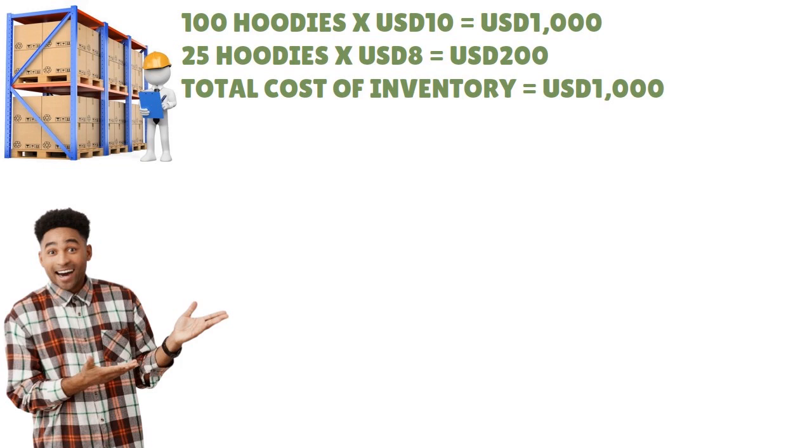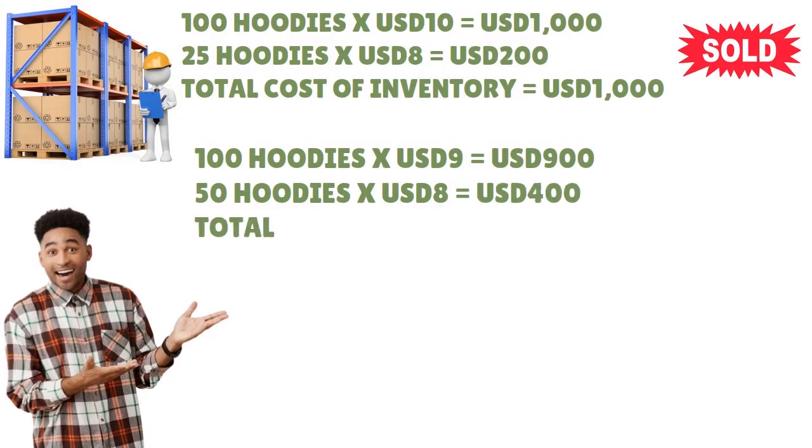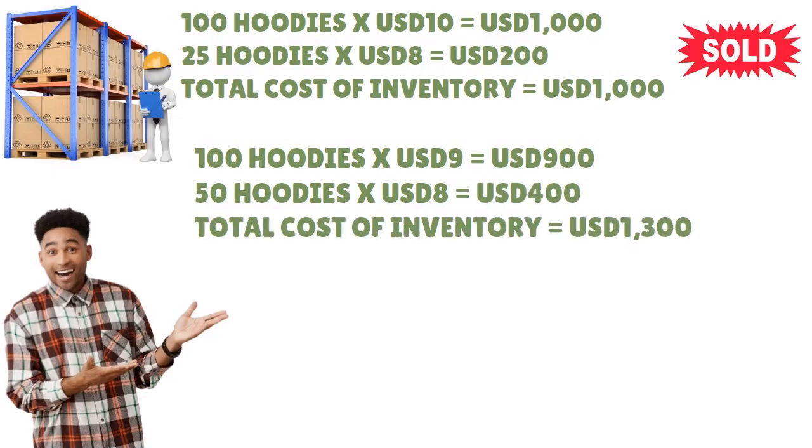Under LIFO, because the $10 hoodies were the last inventory items added before the November 17th order, they are the first to be sold. And the next order completed on November 30th will be 100 hoodies times 9, 50, and so the total cost of inventory here will be $1,300.